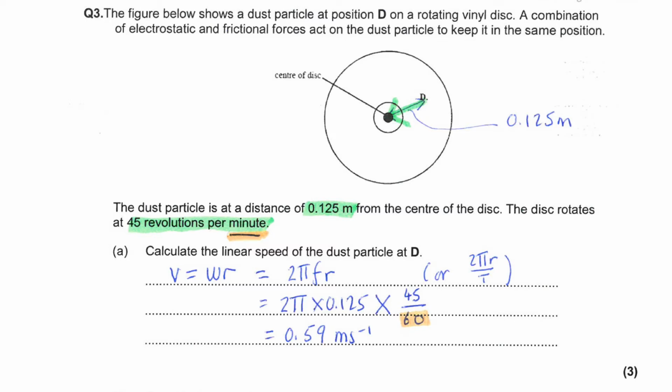Next, you're asked to mark on the diagram an arrow to show the direction of the resultant horizontal force on the dust particle. If the dust particle is moving in a circle, there must be a centripetal force. That force will act from the dust particle towards the centre of the circle, so that is shown by the green arrow that I have drawn.